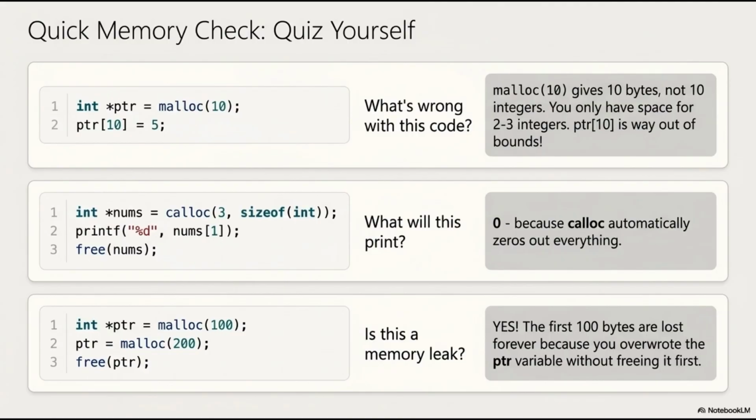All right, let's see how you did. For the first one, remember that malloc doesn't actually give you 10 integers. It just gives you 10 bytes. So trying to access an index of 10 is wildly out of bounds. For the second one, calloc automatically zeroes everything out, so it safely prints 0. And for our big question, yes, no way around it. That is absolutely a memory leak. Because you overwrote the pointer variable without freeing it first, you lost the address to those original 100 bytes forever. You literally have no way to clean them up.